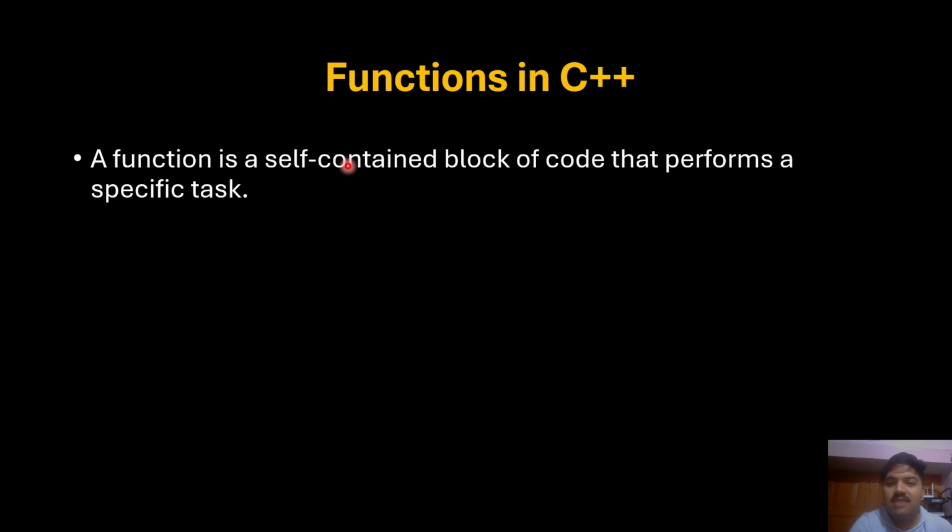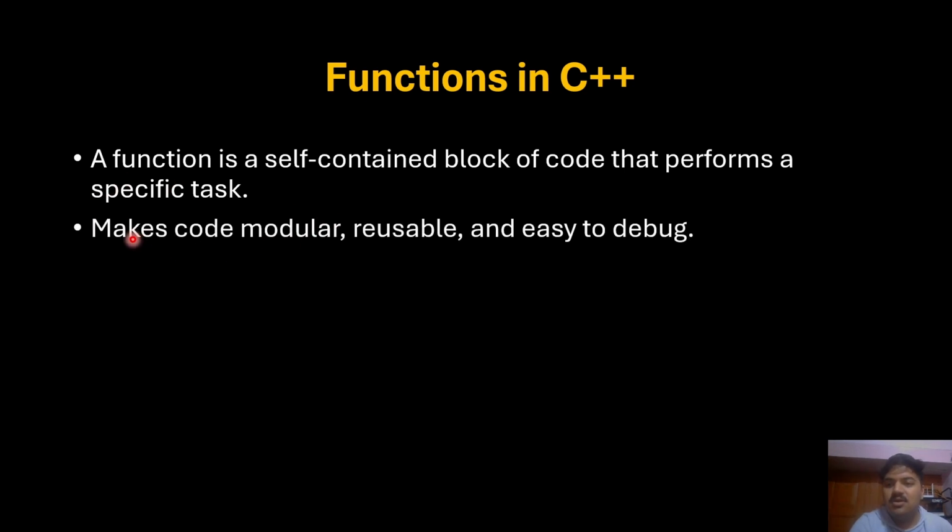A function is a self-contained block of code that performs a specific task. So when we define a function, it has a block of code which we can use again and again in the same code or in different code to perform a specific task. It makes code modular, reusable, and easy to debug. So if something is not giving a correct answer, first we will be checking the function block. Is it giving the correct output or not?